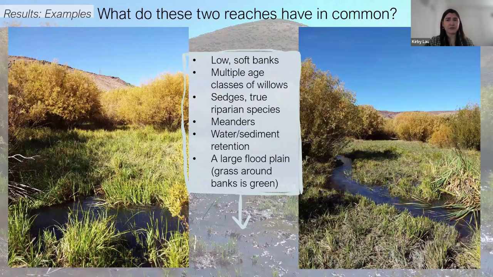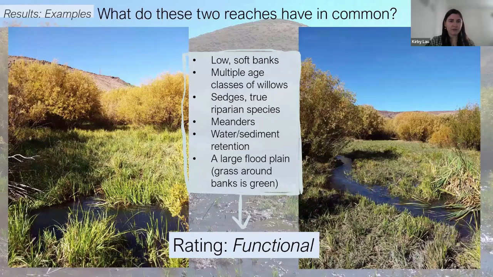And you can tell that there's good floodplain access because the vegetation isn't just green within the channel itself. It's not in like a narrow strip right by the channel, but that grass actually extends well beyond the channel, signaling adequate access to the floodplain. And so, using all that information, we rated both of these reaches as functional.